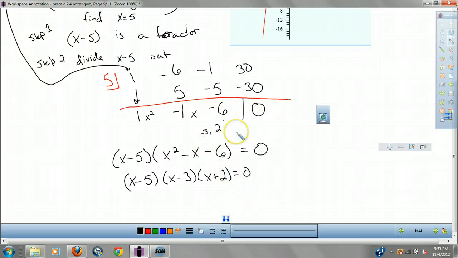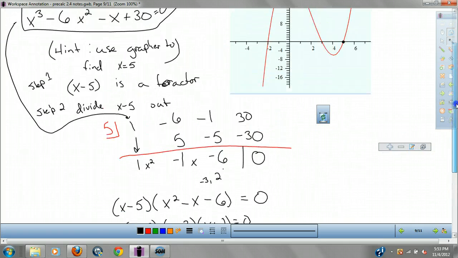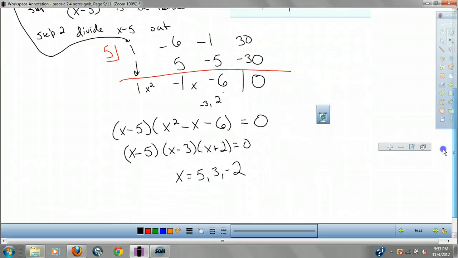Because again, it's a quadratic, and if we can't factor it, we can use the quadratic equation. So my answers are going to be x equals 5, 3, -2. Okay? So again, just take one of your solutions from the graph, synthetically divide it out, then factor the quadratic that's remaining. Capiche?